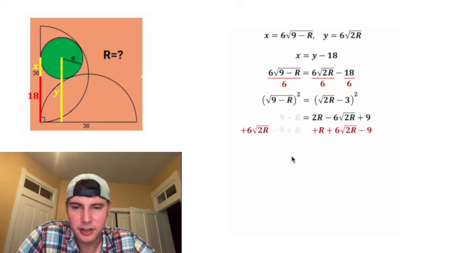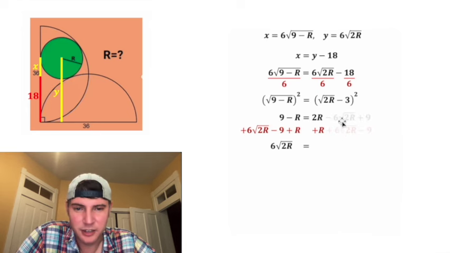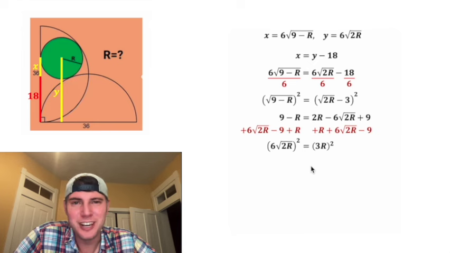This is all going to cancel out, so on the left-hand side, we have 6 square root of 2r. And on the right-hand side, these all cancel out, so we're just left with 2r plus r, which is 3r. And then we can square both sides again.